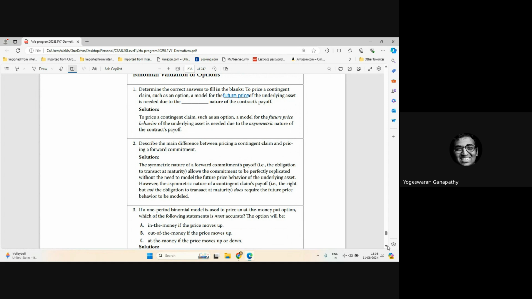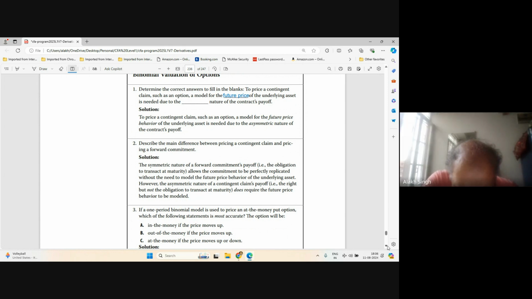If a one period binomial model is used to price an at the money put option, which of the following statements is most accurate? The option will be in the money if price moves up, out of the money, at the money if the price moves up or down. What does put tell you? Use yesterday's knowledge.